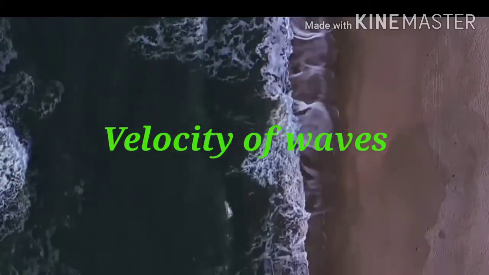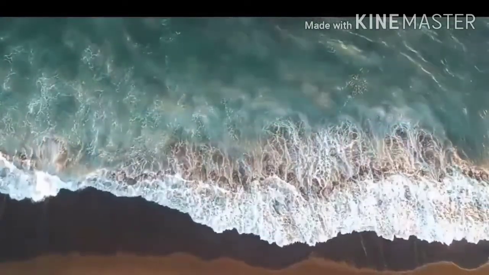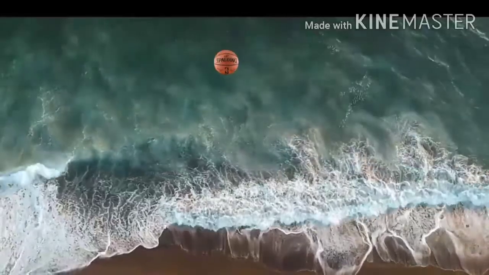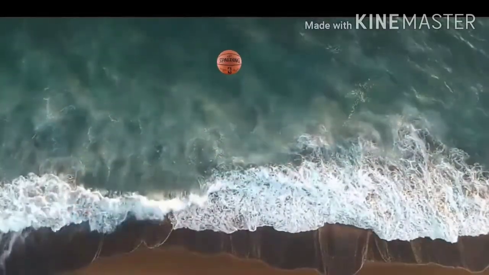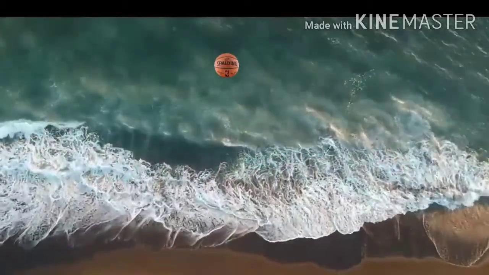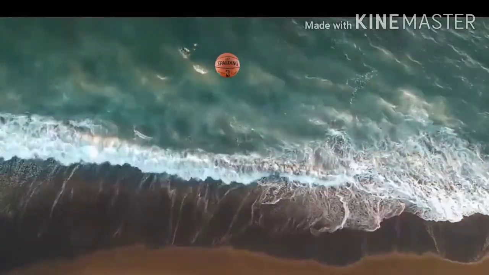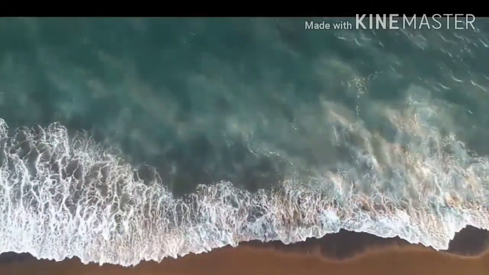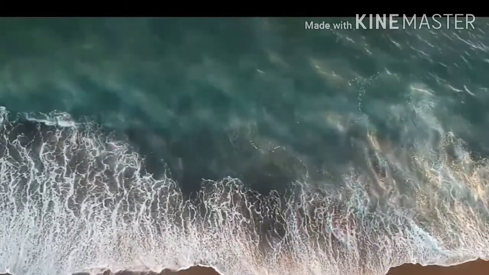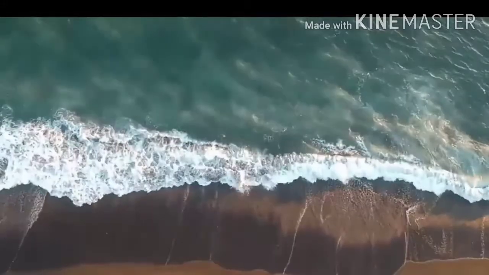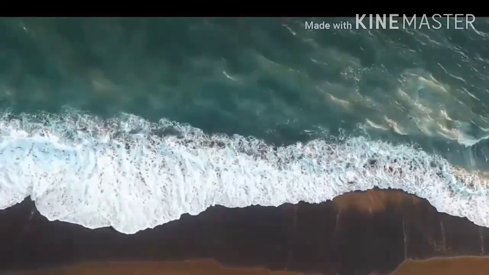Velocity of waves. If we stand at the coast, we feel the waves are coming towards the coast. If a floating object is thrown at a distance in the sea, we find the object moving up and down at the same place. It does not come to the coast. It means the water forming the wave also does not come to the coast. Remember that the water in the wave does not move. What moves is the energy.